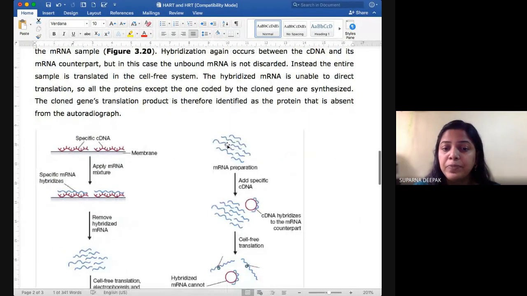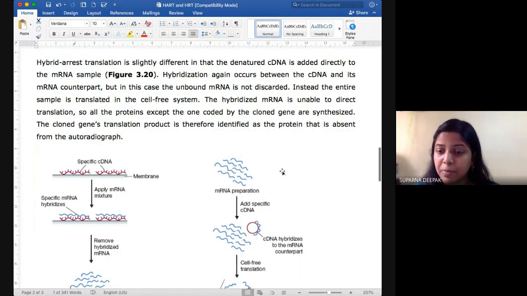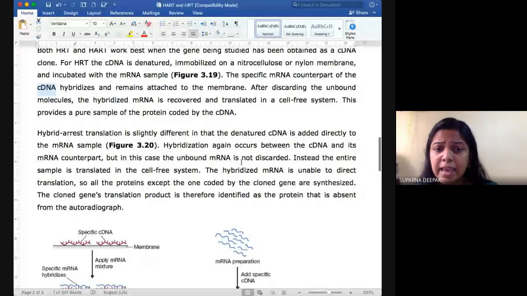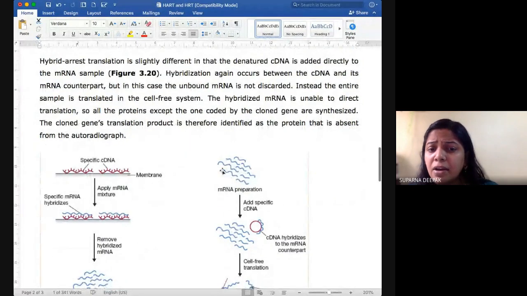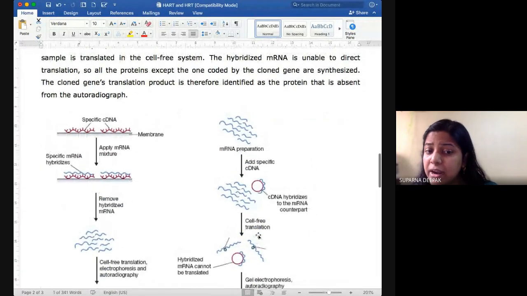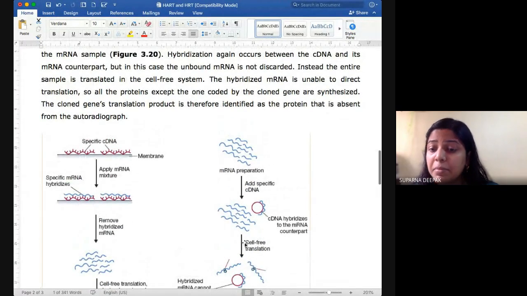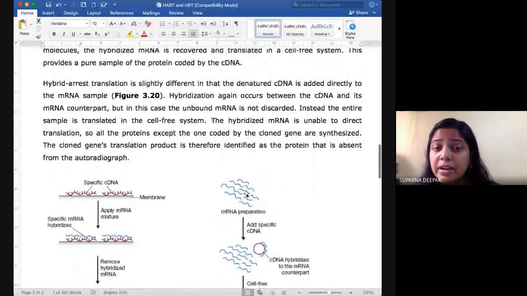That is how you have your mRNA preparation from your recombinant cell, which is added to that specific cDNA. So what will happen? Your cDNA will get hybridized to its specific mRNA counterpart. Out of this entire lot of mRNA, only your mRNA of interest is hybridized, so it is double stranded in nature, whereas the other mRNAs are single stranded in nature.